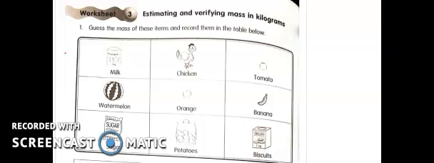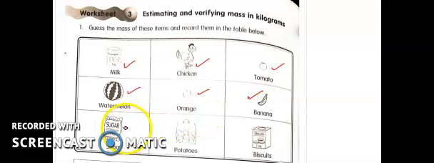Look at this worksheet here. You can see on your screen that we have to estimate and verify the mass in kilograms. The question says guess the mass of these items and record them in the table below. We will guess and then record them in this table. Before moving to that part, you should have a look at all these pictures. The first picture is milk, the second is chicken, the third is tomato, the fourth is watermelon, the next is one orange, and here we have one banana.